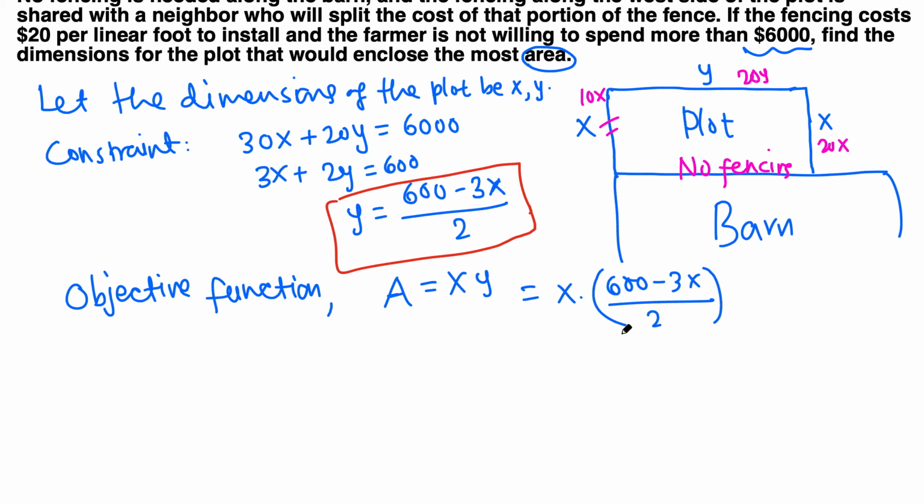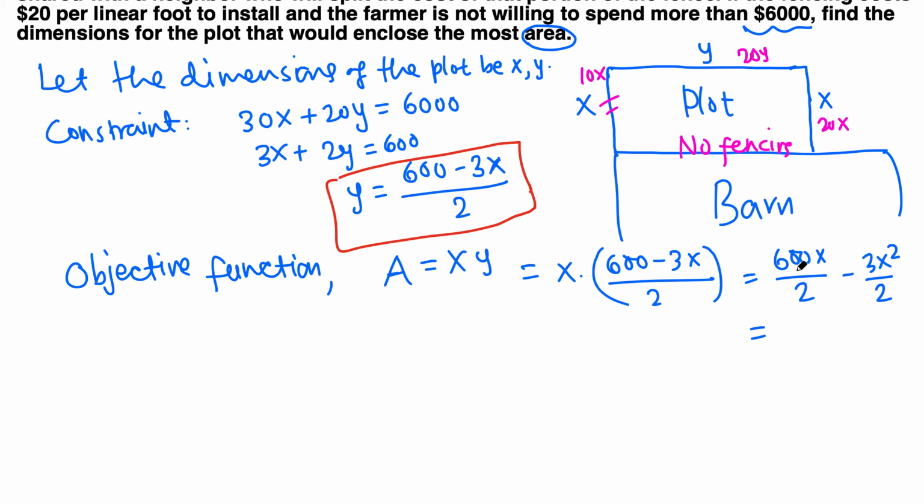Now we can distribute this to outside, we can just put like 1/2, and when we distribute, this is 600x over 2 minus 3x squared over 2. I separated into two fractions as well, which can be simplified as 2 goes 300 times. So 300x minus 3 halves x squared. Okay, this is our objective function. Now we want to maximize this.